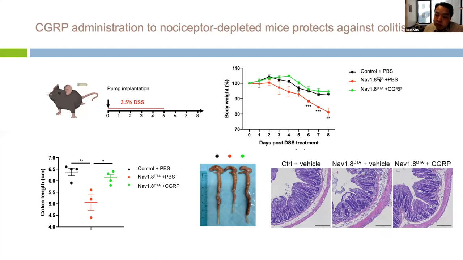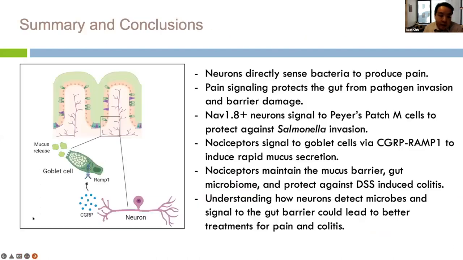And what you can see here is that these mice now treated with CGRP had better outcome of colitis compared to the ones treated with PBS, almost up to the levels of controls. And also this restored protection in terms of colon length and also histology. So what I've shown you here is that these pain fibers, the nociceptor neurons, can directly sense bacteria to produce pain. And this pain signaling, or these neurons, protect the gut from pathogens and also from barrier damage.